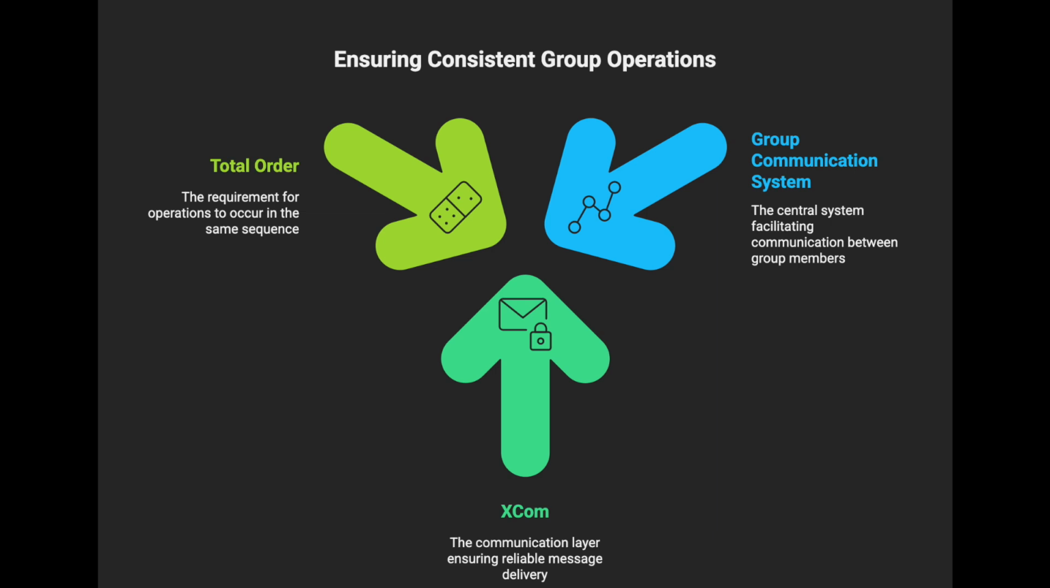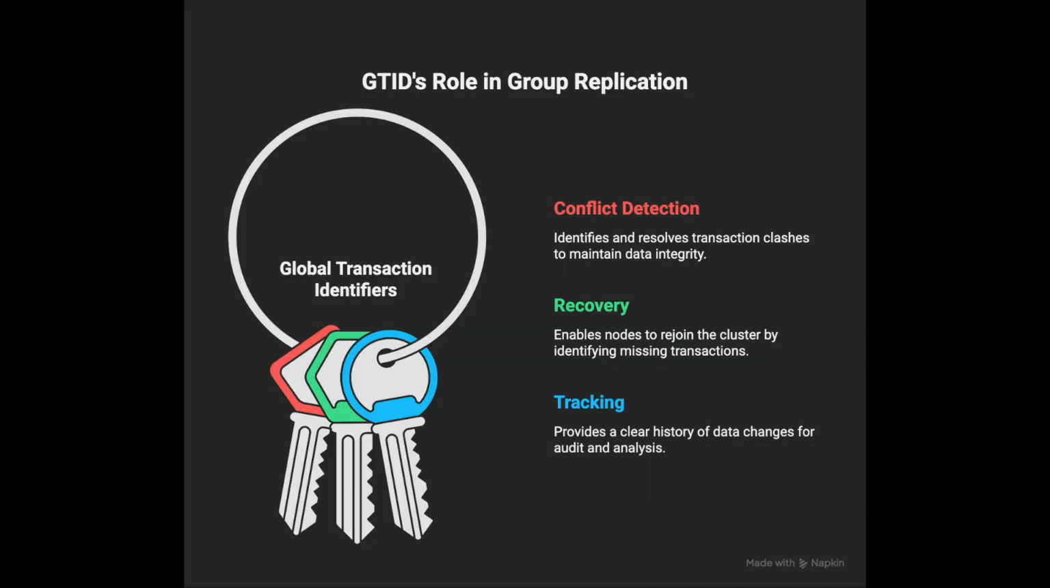Okay, so we have reliable, ordered communication. But how does the system keep track of the actual changes, the transactions themselves? That brings us to GTIDs, right? Global transaction identifiers. These aren't just a nice-to-have feature, are they? They seem central. Absolutely central, not optional at all. GTIDs are like that universal, unique receipt or barcode for every single transaction that modifies data. Each one gets a distinct ID based on the originating server's unique ID, its UUID, and a sequence number.